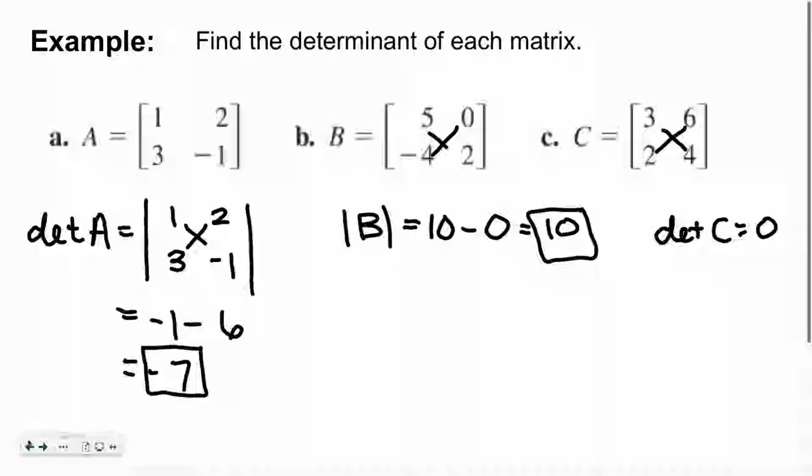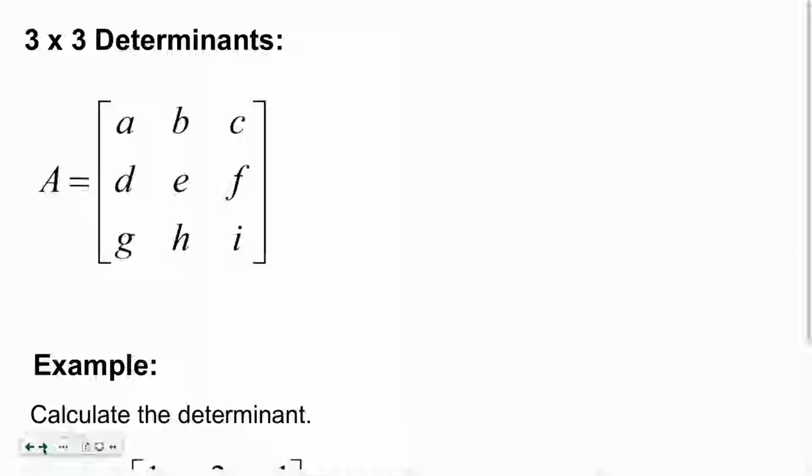Okay. 3 by 3. 3 by 3 is going to involve a little bit more work, as 3 by 3 things tend to do. You don't have to do 3 by 3 inverses on your own. Remember, that's in your calculator. However, you can do a 3 by 3 determinant.